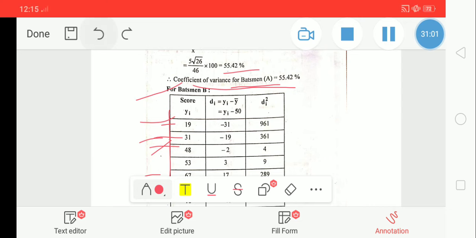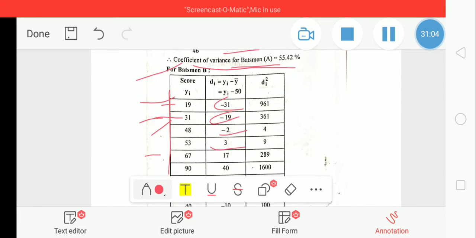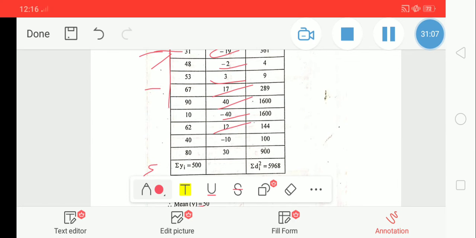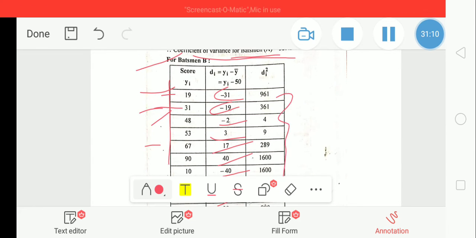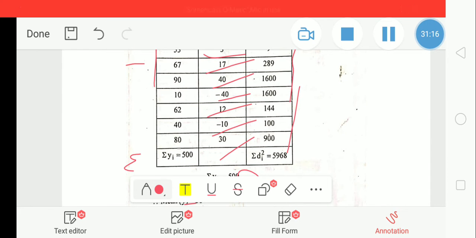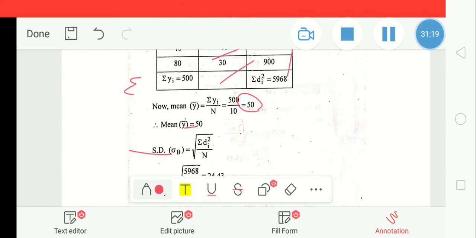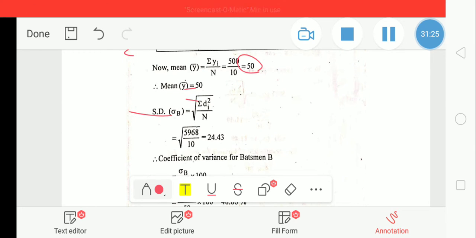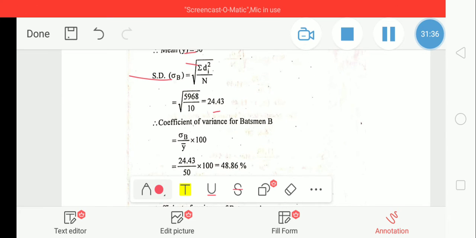And then take di square: minus 30 square, 19 square, 2 square, 3 square, 17 square, 40 square, here also 40 square, 12 square, 10 square and 30 square. Sum of di square is 5968. So the standard deviation for B is the square root of the summation of di square divided by n. N is 10 innings, so 5968 divided by 10 under root is 24.43.